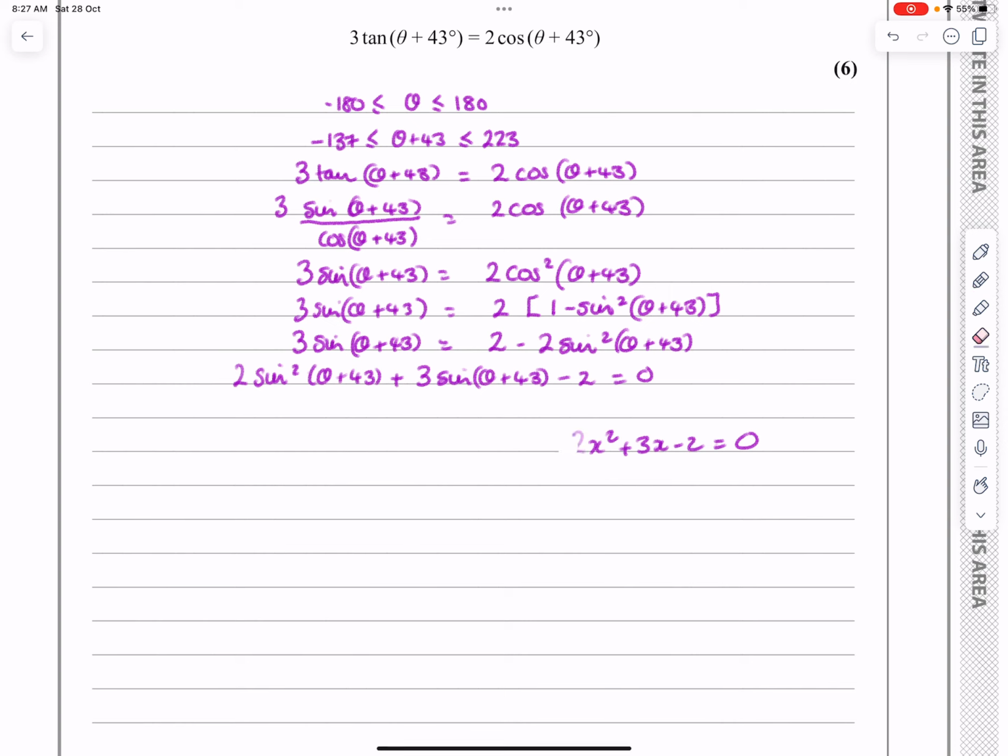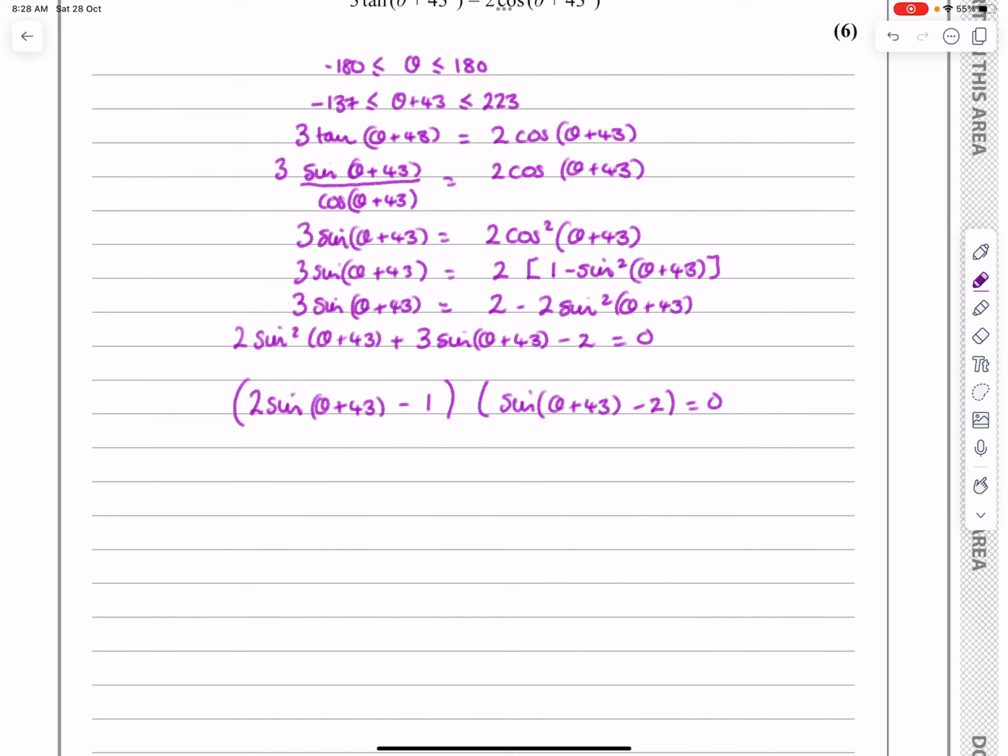But as I say, I wouldn't normally do that. By all means do if it's going to mean that you're not going to make a mistake. The most important thing really is that we're getting correct answers. If it takes us a step longer to do it, that's absolutely fine. But I should hopefully be experienced enough to be able to just do this like this: sin(theta + 43) minus 2 equals 0. So that's going to give me two different solutions. It's going to give me 2 sin(theta + 43) minus 1 equals 0, or sin(theta + 43) minus 2 equals 0.